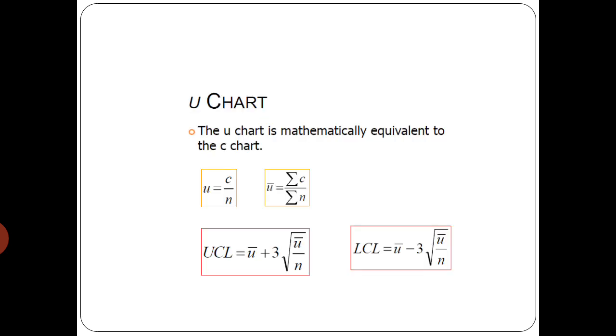The last one is the U chart. The U chart is mathematically equivalent to the C chart, so it is the same as the C chart. The only thing is u equals c by n, and u bar, that is the mean, is sigma of c divided by sigma of n, that is summation of c divided by summation of n. Again, upper control limit with the formula is u bar plus 3 root of u bar divided by n, and lower control limit is u bar minus 3 square root of u bar divided by n. So you just see the formula.